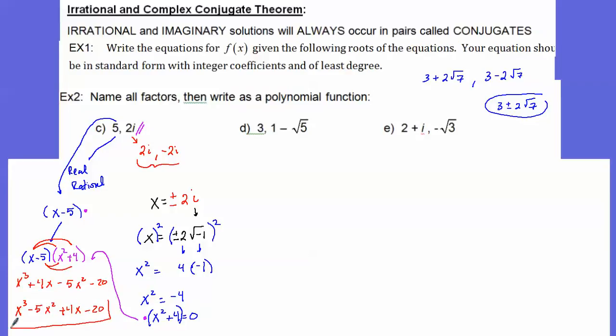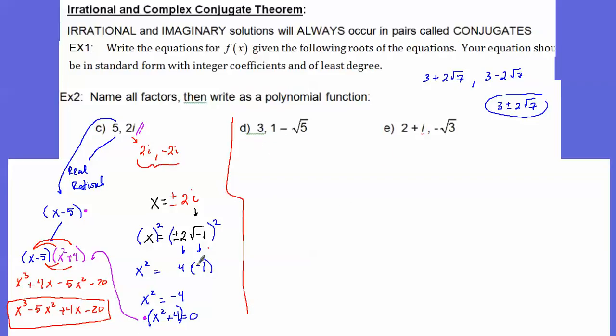This would be the polynomial of degree 3 that had solutions at 5 and 2i. And in fact, this one would have solutions at 5, 2i, and negative 2i. I'm going to do one more, and then I'm going to pause this video, end this video, and pick up a second video.